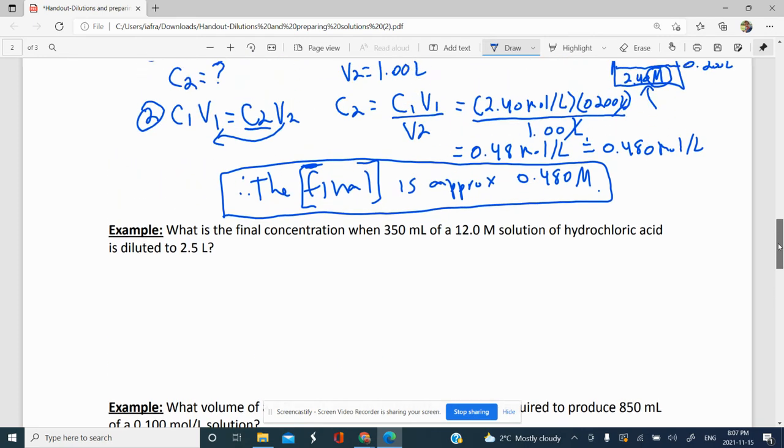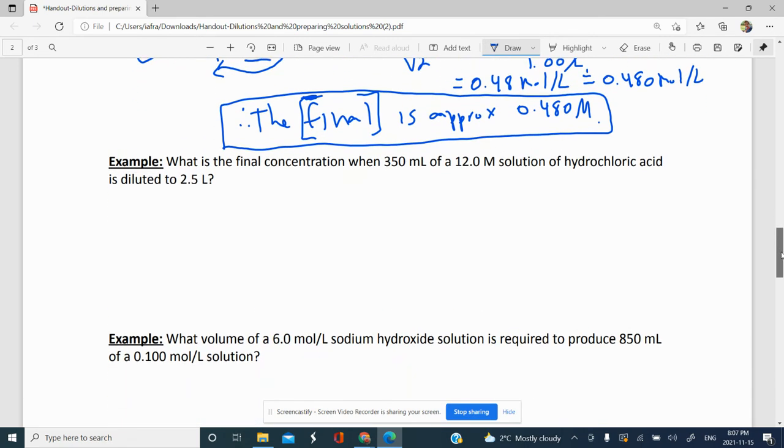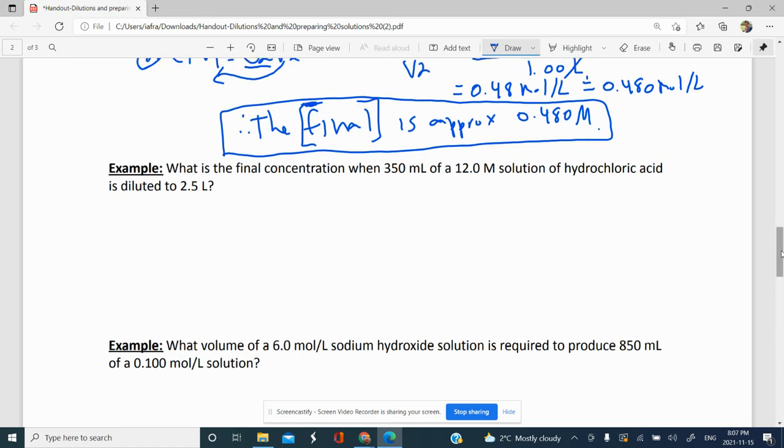So let's try this one out. You can try it out first, pause the video, and then check your answer to see that you're on the right track. And if you're not, just mark yourself and see where you went wrong so you can improve for next time. What is the final concentration when 350 mils of a 12 molar solution of hydrochloric acid is diluted to 2.5 liters?